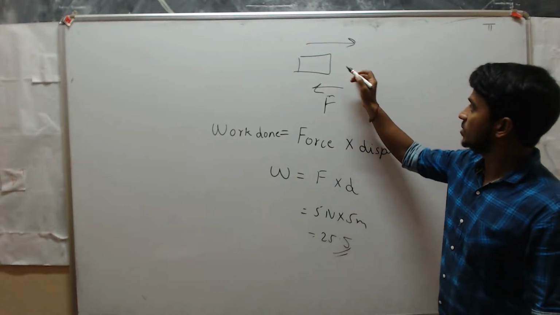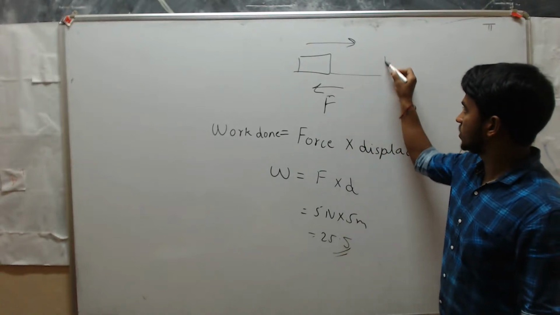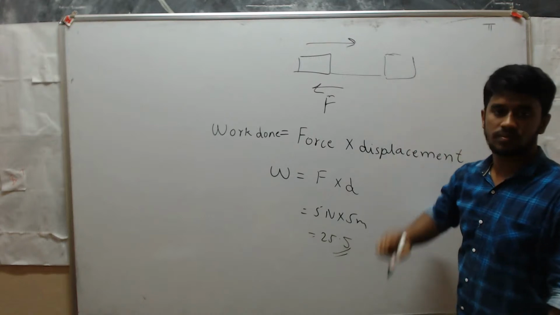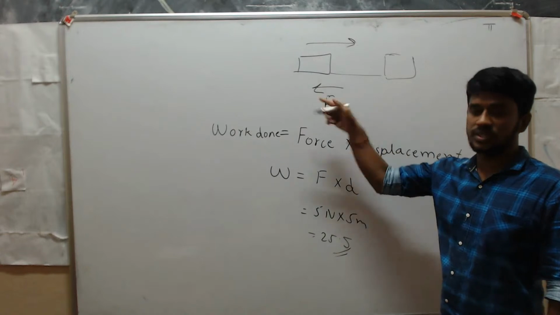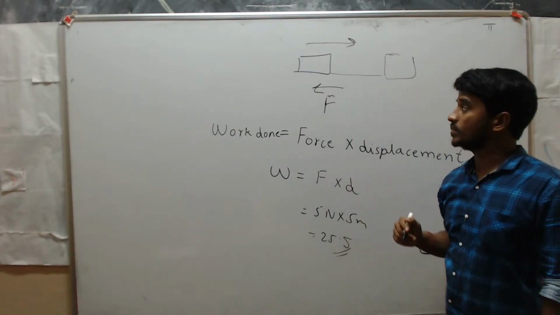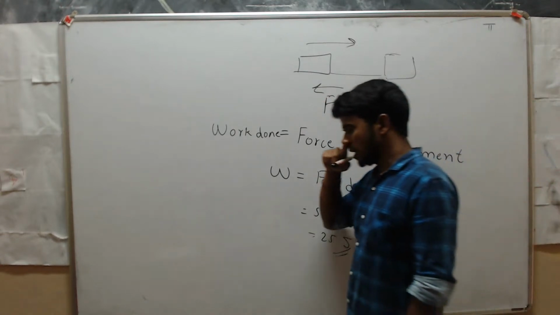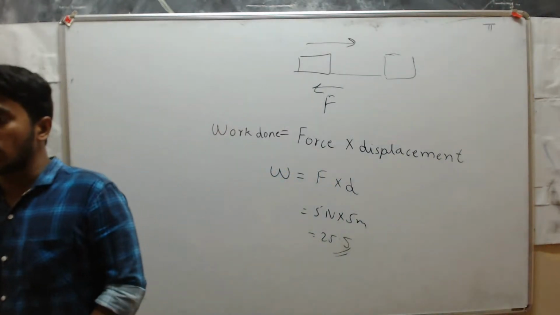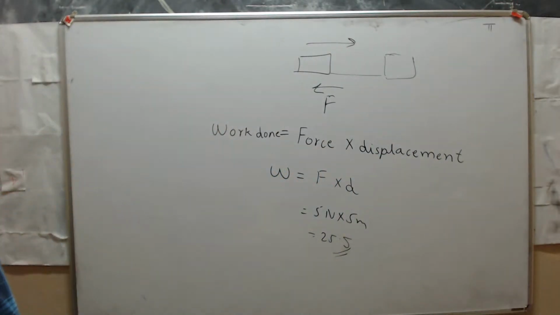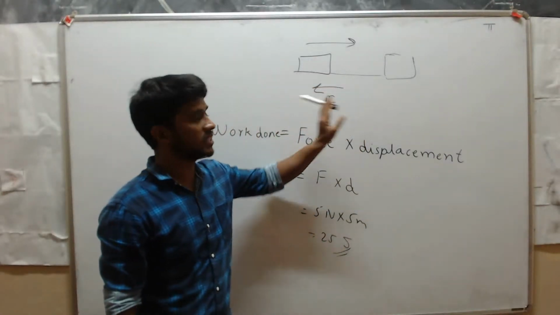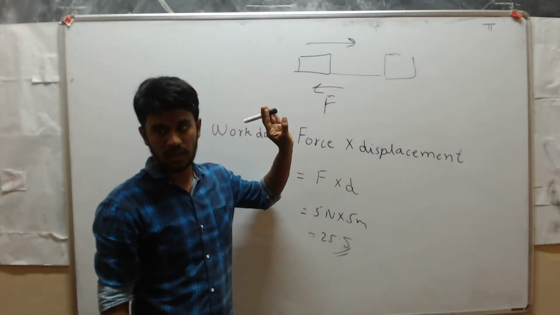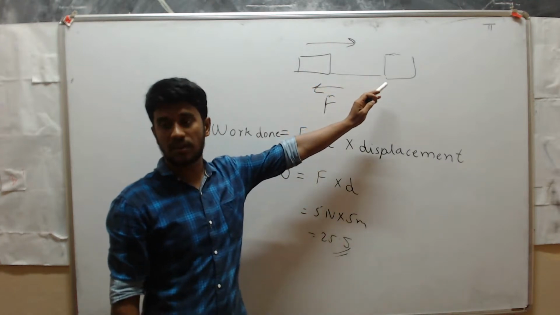Okay, so at that time, this object also covered some distance, and finally it will come to rest. The object is moving in this direction, and you apply force in this direction. So now tell me, in this case, is it possible to calculate work done? Here, the object is moving in this direction, and you are applying force in this direction. Yes, finally it will come to rest.